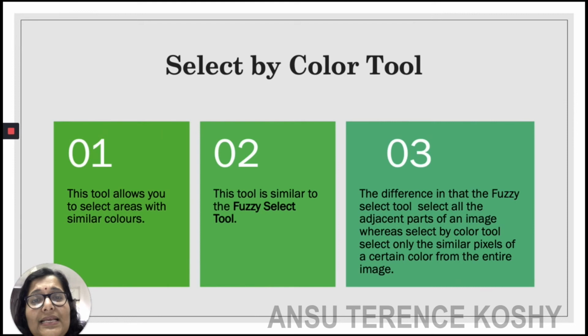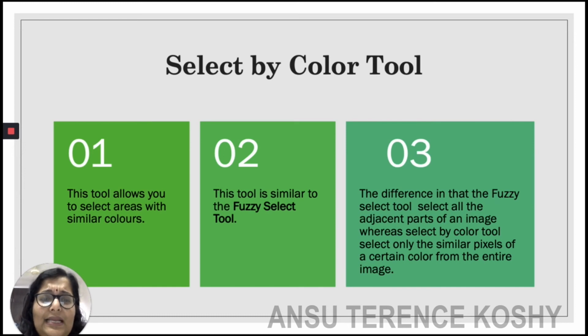Next one is select by color tool. This tool allows you to select areas with similar colors. That is, in the whole picture, wherever a particular color is selected and that particular color appears will be selected by this tool when you use it. This is similar to fuzzy select tool, but there is one general difference that is explained in the next box.